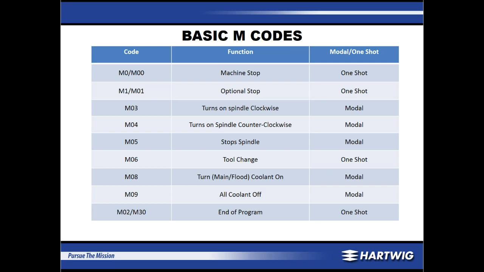We will do a few tool changes over the course of this class, and an M6 is the command that we use to make the tool changer operate. We'll use an M8 to turn on our main or flood coolant. An M9 turns off all of our coolant, whether it was the main coolant or not. And an M2 and an M30 both mean the same thing, and they are the end of our program.